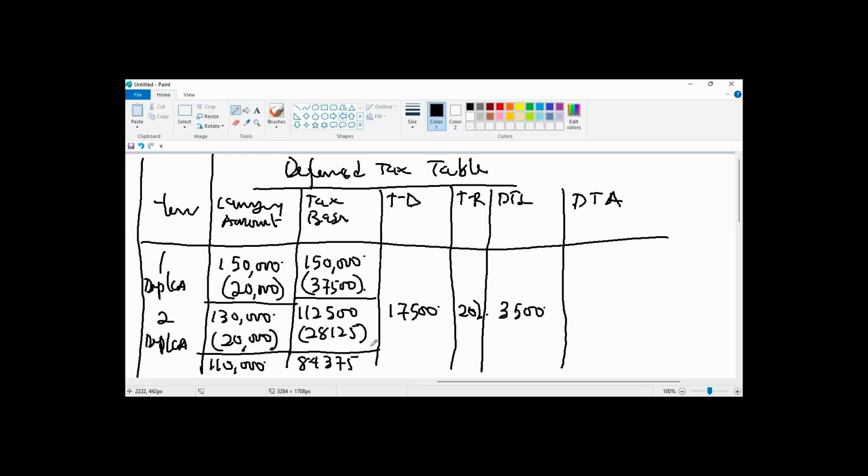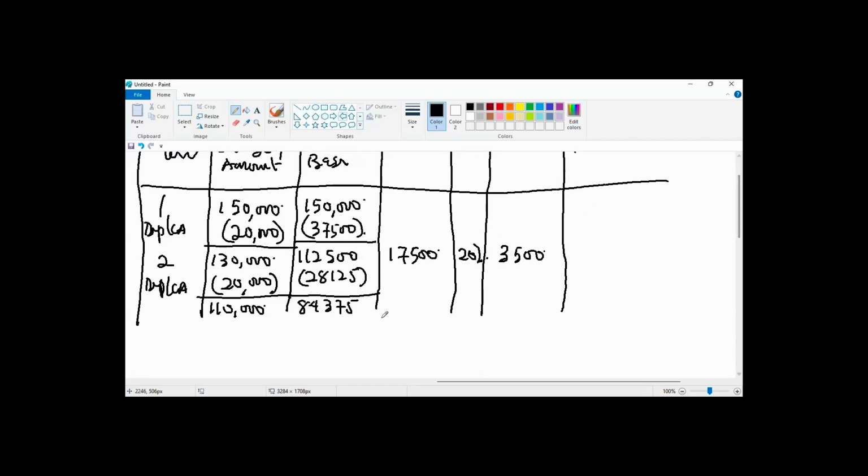84,375. Has it created a temporary difference? Yes, you have a temporary difference. 110 minus 84,375, 25,625. Is it a deferred tax liability or deferred tax asset? Carrying amount, deferred tax liability. Liability of how much now? 5,125.